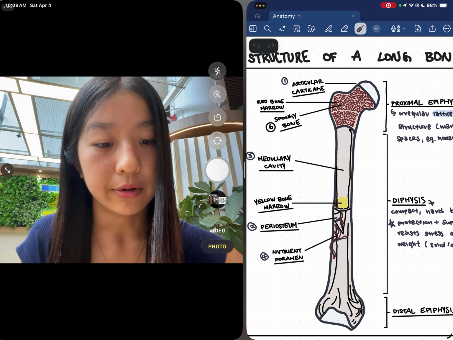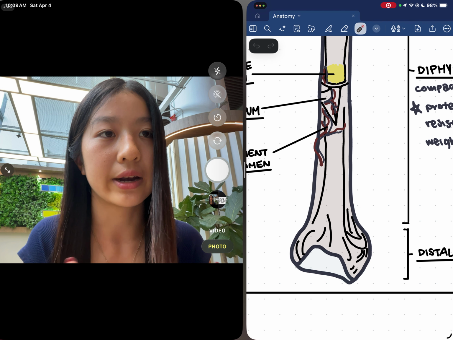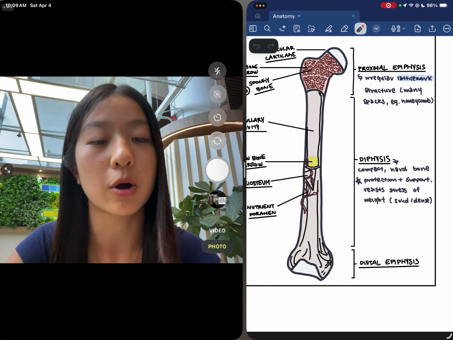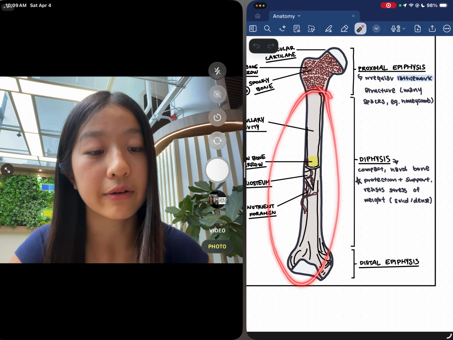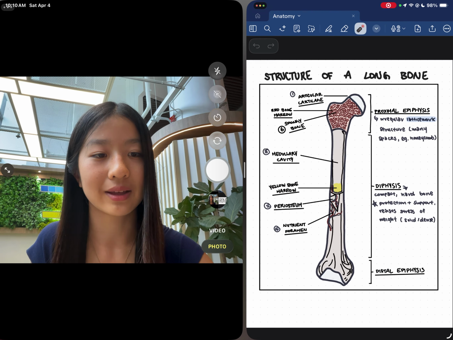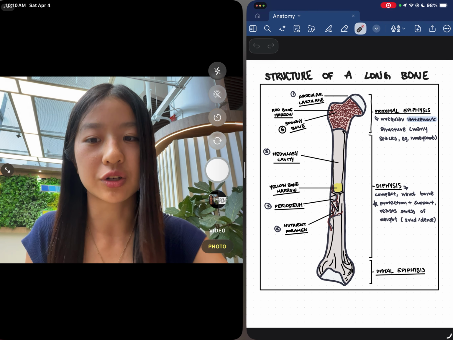Whereas this end, the epiphysis, is quite compact and hard and solid instead. So the diaphysis is the part of the bone that's quite hard and resists the stress of the weight, whereas here that's the spongy bone. Yeah, and then that's really everything on bones and the structure of bones in itself.